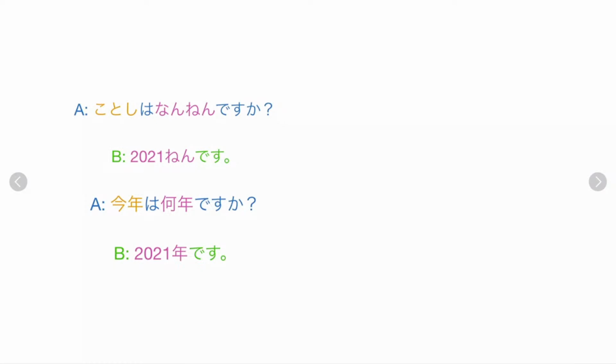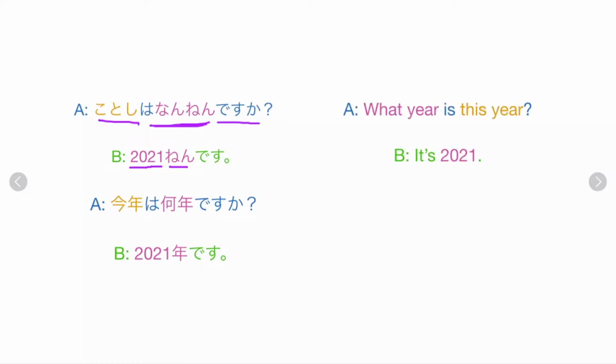So, 今年は何年ですか? This year, what year is it? 2021年です. Right? 2000, 20, 21. Now it is 2022. Last year it was 2021. Okay, so what year is this year? It's 2021. If we updated the slide, it should be 2022. But, you know, it's the same idea.